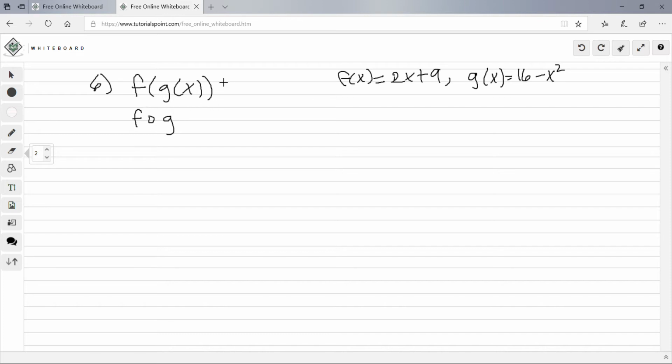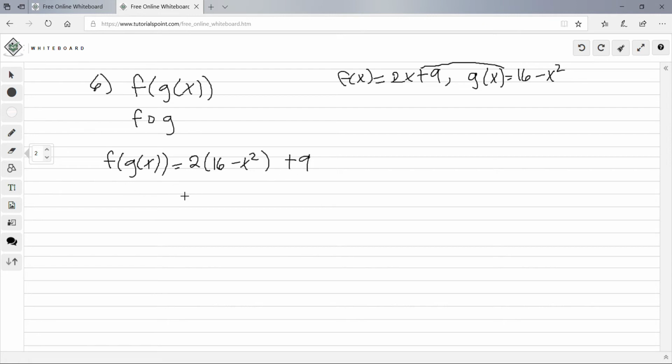So g of x is this whole thing, 16 minus x squared. We're putting this inside of this. So f of g of x, they're the same thing, is, we're putting 16 minus x squared into the function f of x. Wherever you see an x, you put this whole thing. So it's 2 times this whole thing, which is g of x, 16 minus x squared, plus 9.